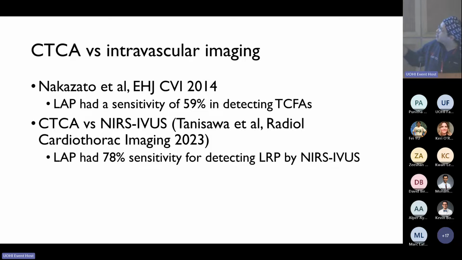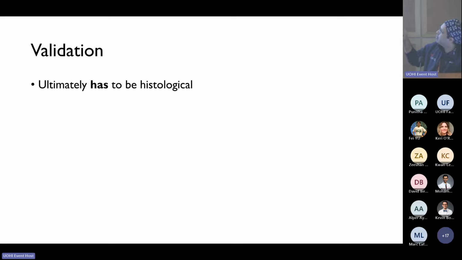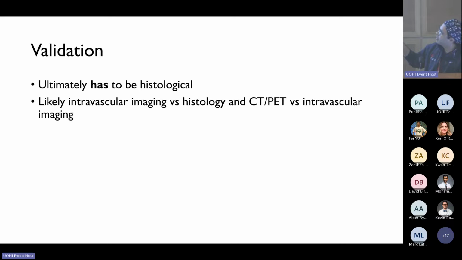And that's the problem with trying to do these validation studies with CT, is that you're going against a reference standard which in itself is slightly imperfect. Histology would probably be the gold standard, but these studies are harder to do. The true validation would probably have to be histological at some stage. Currently, it's all intravascular imaging versus histology, and then CT and PET versus intravascular imaging.